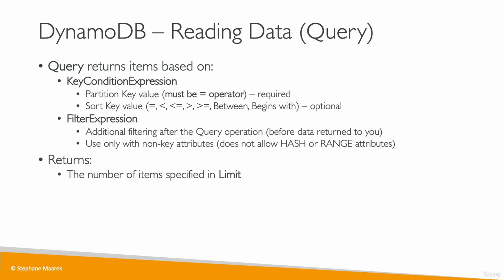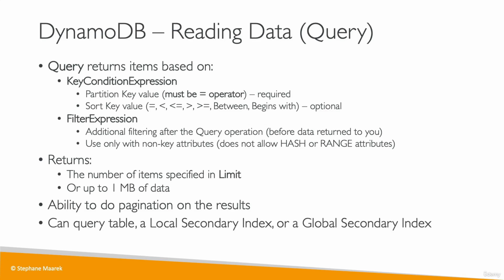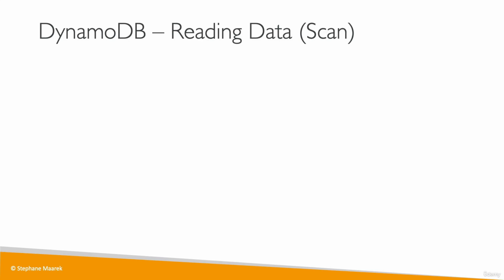And what the query returns is going to be a list of items, obviously, and you have a limit of how many items you retrieve based on the limit query parameter. And either you're going to reach that limit of number of items or you're going to get up to 1 MB of data. But if you want to get more data over time, you can do pagination on the results and ask for more and more. Now you can query a table or a local secondary index or global secondary indexes, and we'll see those in the next lectures as well.